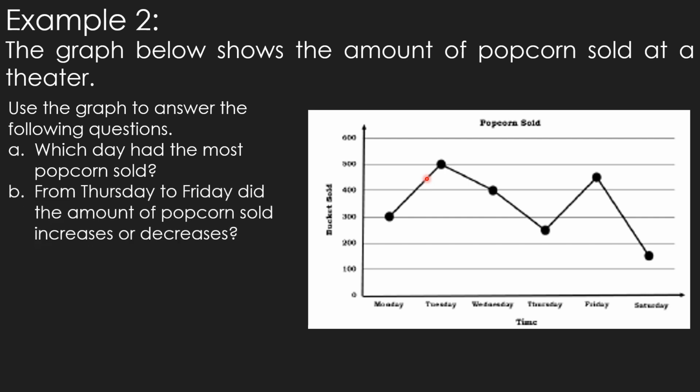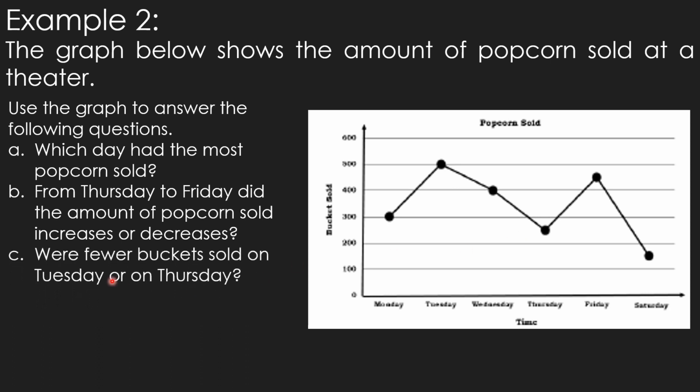Next, from Thursday to Friday, did the amount of popcorn sold increase or decrease? So from Thursday to Friday, did it increase or decrease? Therefore, as we can see in this graph, it goes up. So the amount of popcorn sold increased.